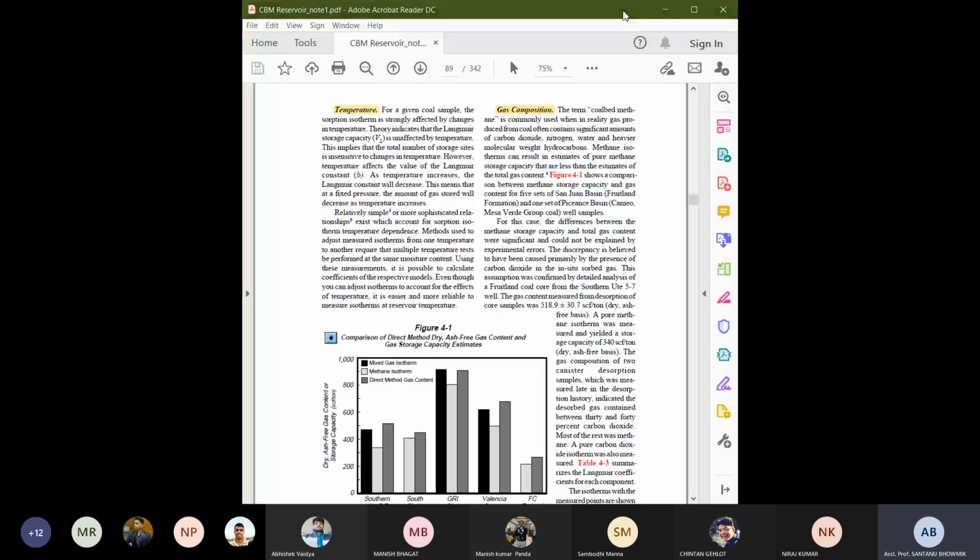1:2:4. That means nitrogen capacity is half of the methane capacity, and carbon dioxide has higher capacity than the nitrogen and 2 times higher capacity than the methane. So this is the ratio: nitrogen is to methane is to carbon dioxide is equal to 1:2:4. This is the normal ratio of these three gases.